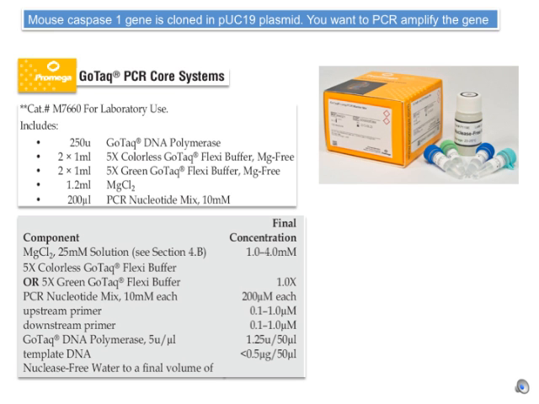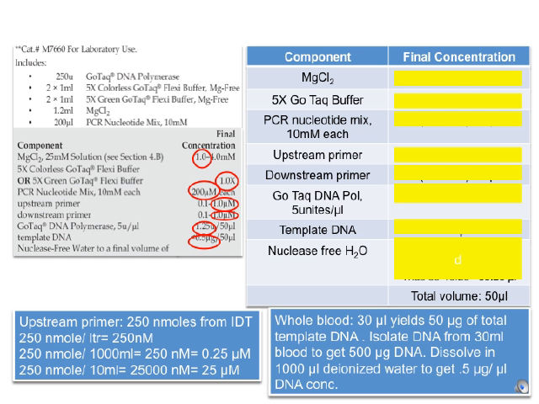For example, you want to amplify mouse caspase 1 gene in PUC19 cloning vector using PCR. Typically, when you order the kit, you get a list of contents and a sample assay system. This assay system gives contents in millimolar, micromolar, enzyme units, and microgram quantities. You will learn to calculate and generate correct assay system for your need.